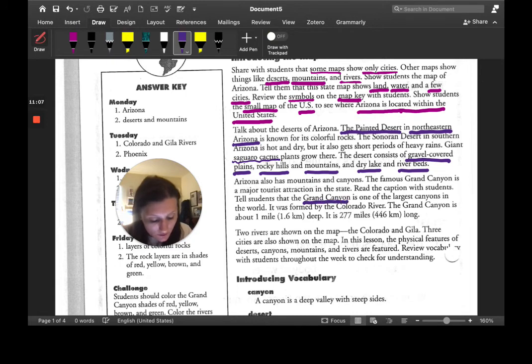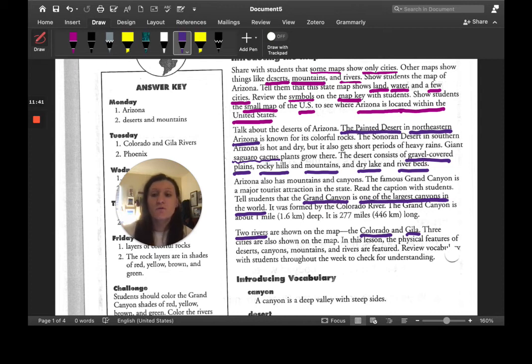So that's really cool. So it was formed by the Colorado River. The Grand Canyon is about 1 mile deep and 277 miles long. So 2 rivers are shown on the map, and those again are the Colorado and the Gila. So 3 cities are also shown on the map. So again, in this lesson, the physical features are deserts, canyons, mountains, and rivers.